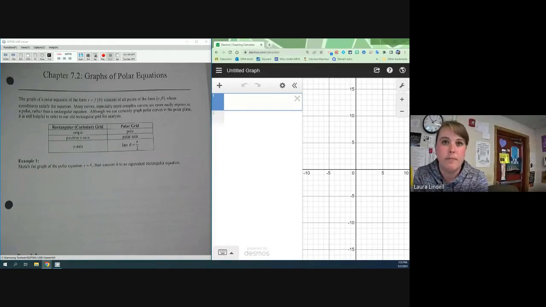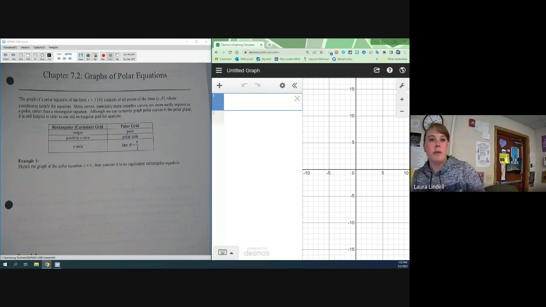All right. Hey, everyone. So today we're going to be talking about graphs of polar equations. Hopefully you have this page of notes. If not, make sure you go and get one of those from the orange folder over on the shelf, if you're in my classroom, of course. If you're not in my classroom, well, then you can follow along here.